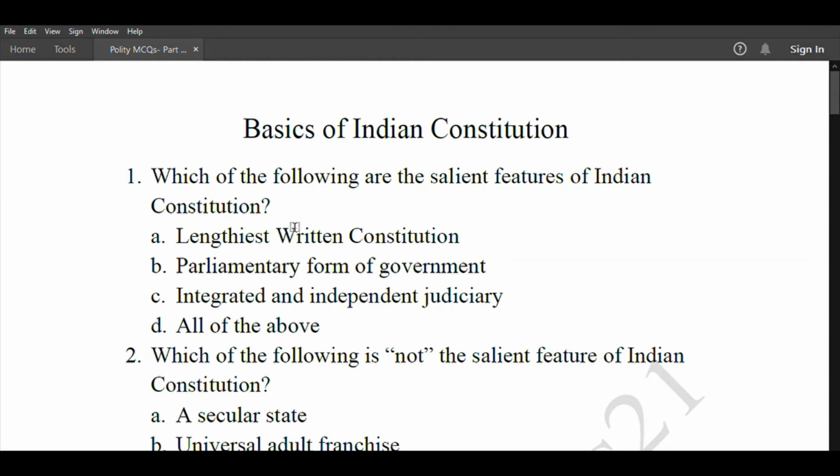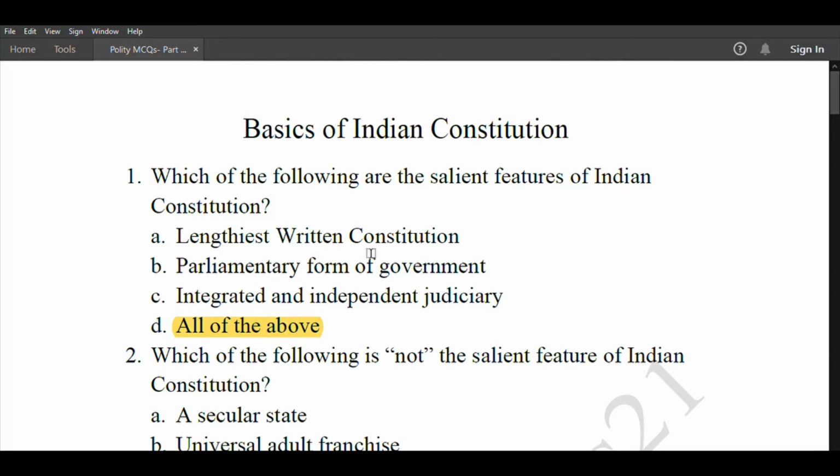Here is the first question. Which of the following are the salient features of Indian Constitution? A. Lengthiest written constitution. B. Parliamentary form of government. And C. Integrated and independent judiciary. Here the answer is all of the above. All these three are the salient features of Indian Constitution.